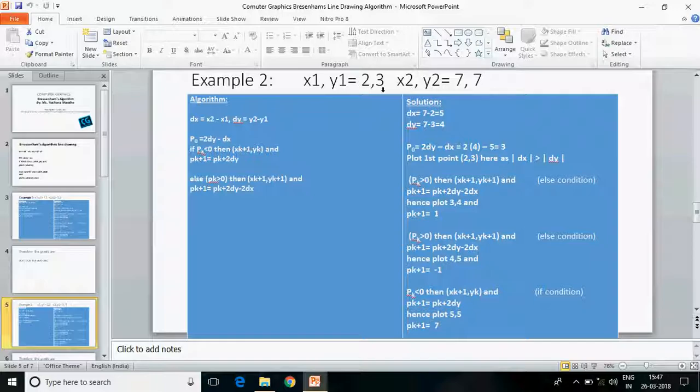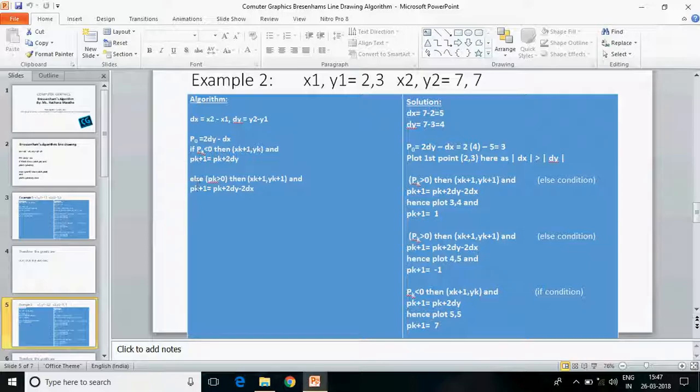Let's look at the first one. As we know, x1, y1 is 2, 3 and x2, y2 is 7, 7. dx is x2 minus x1 and dy is y2 minus y1, 5 and 4. The first decision parameter that we are calculating is 2 dy minus dx, which is 2 into 4 minus 5, which is 3. And you can see here 3 is greater than 0. Hence x is plus 1, y also plus 1. 2, 3 becomes 3, 4.